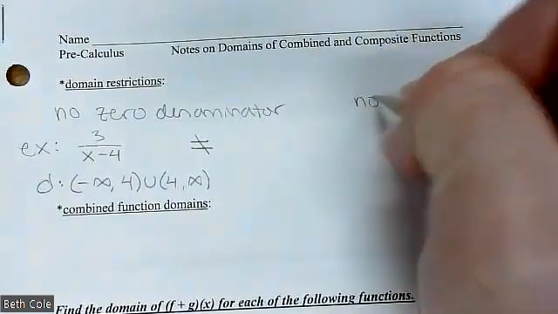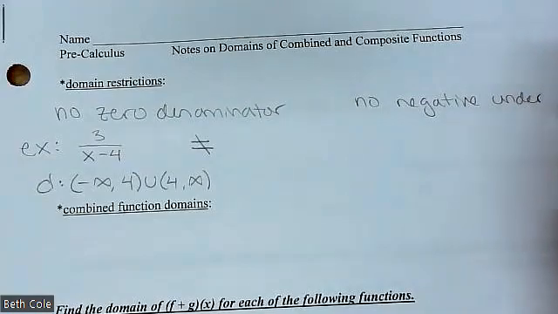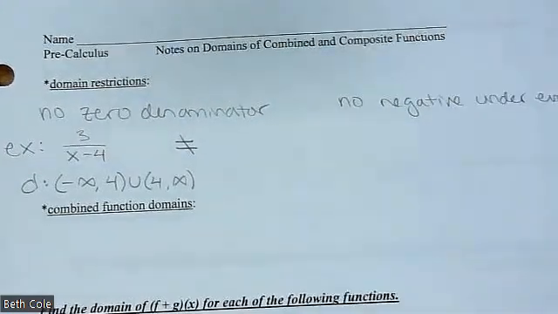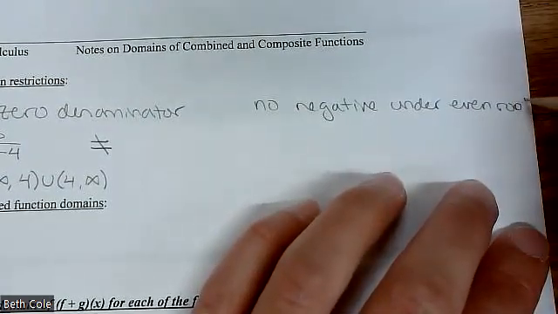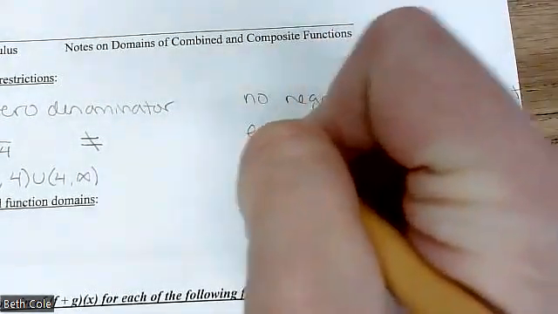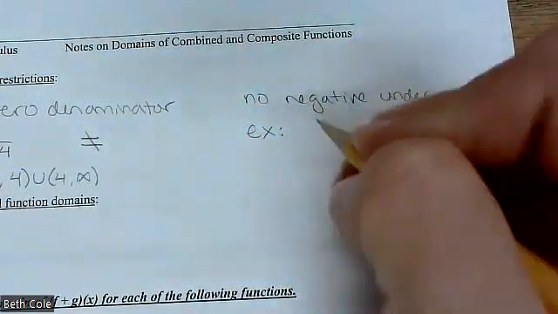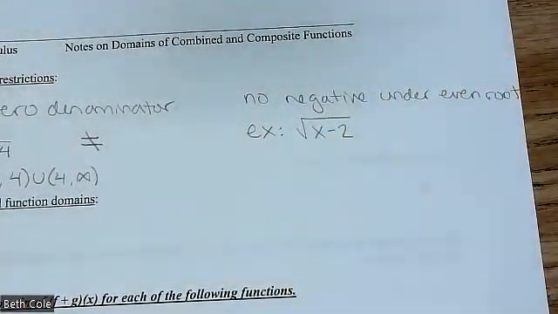The other one is you cannot have a negative under an even root. Now, most of the time you see square roots. In fact, I don't think I put anything other than square roots on here. But for the sake of being thorough, you can't have a negative under a 4th root or a 6th root or an 8th root or any of those as well. If it's an even root, you can't have a negative under there. So again, let me just make up an example. So say you had something like square root of x minus 2.